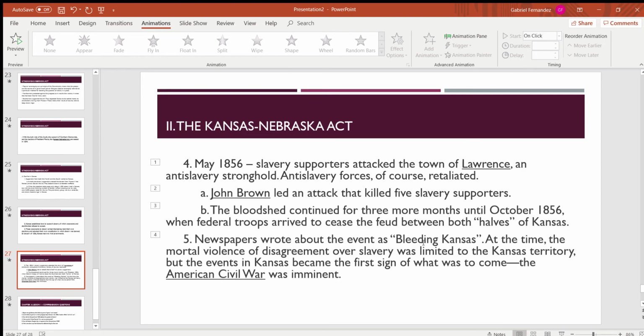At the time, this was a new thing, the whole idea of mortal violence, violence leading to death just over the disagreement of slavery. At the time, this was unique and limited just to the Kansas territory. But we know that it's not unique anymore, because this is actually going to become the first sign of what was to come, the American Civil War.